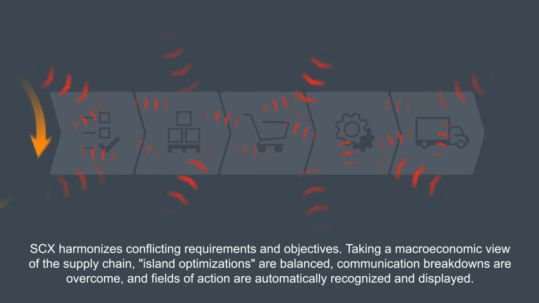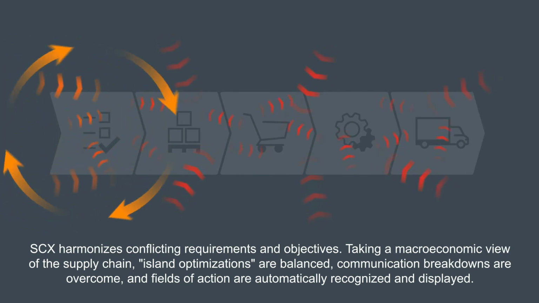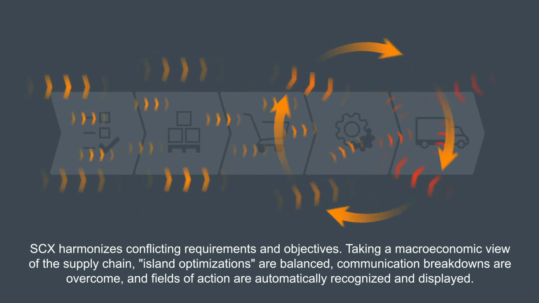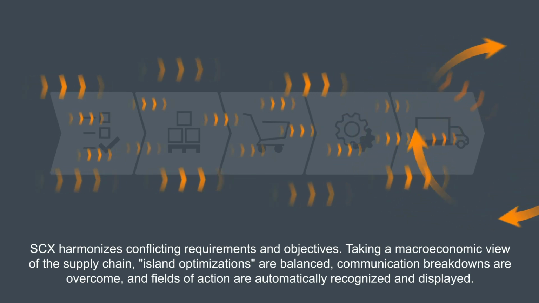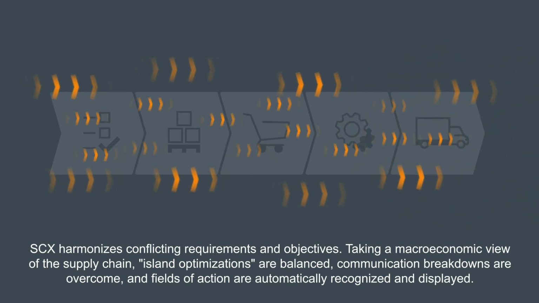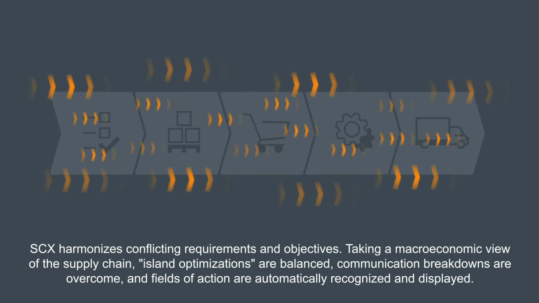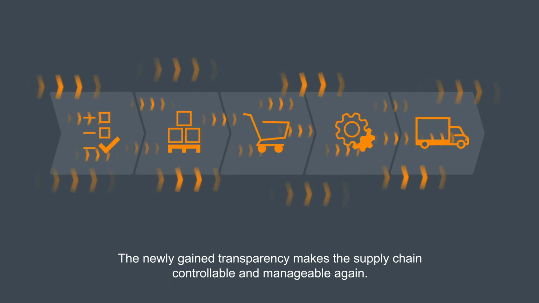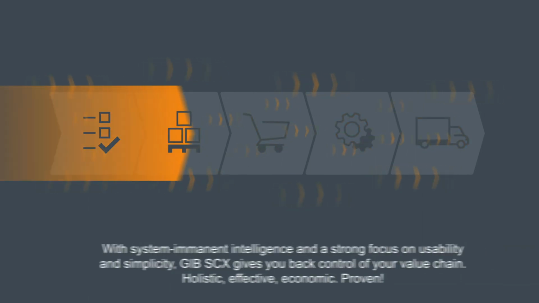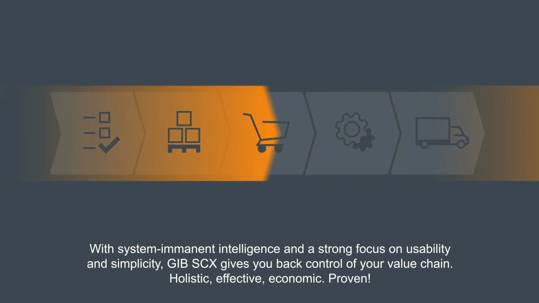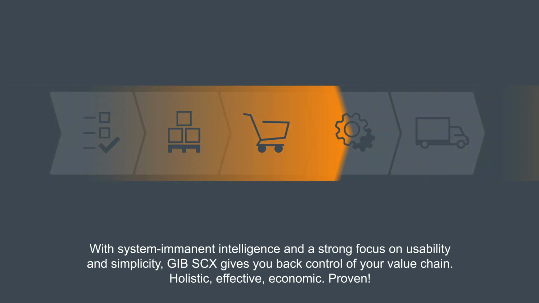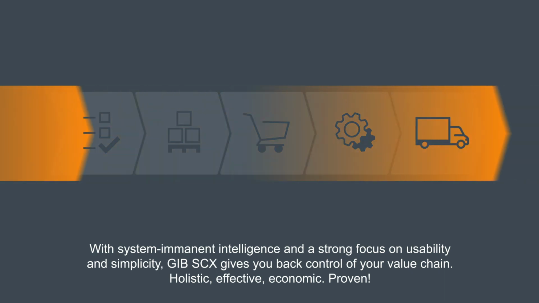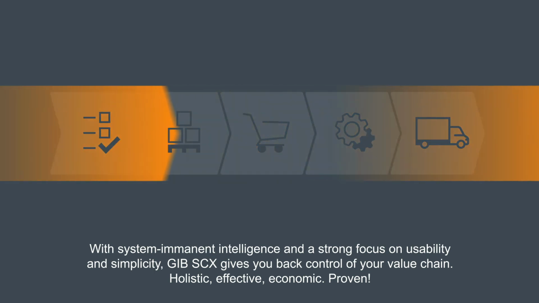SCX harmonizes conflicting requirements and objectives. Taking a macroeconomic view of the supply chain, island optimizations are balanced, communication breakdowns are overcome, and fields of action are automatically recognized and displayed. The newly gained transparency makes the supply chain controllable and manageable again. With system-immanent intelligence and a strong focus on usability and simplicity, GIB SCX gives you back control of your value chain. Holistic, effective, economic. Proven.